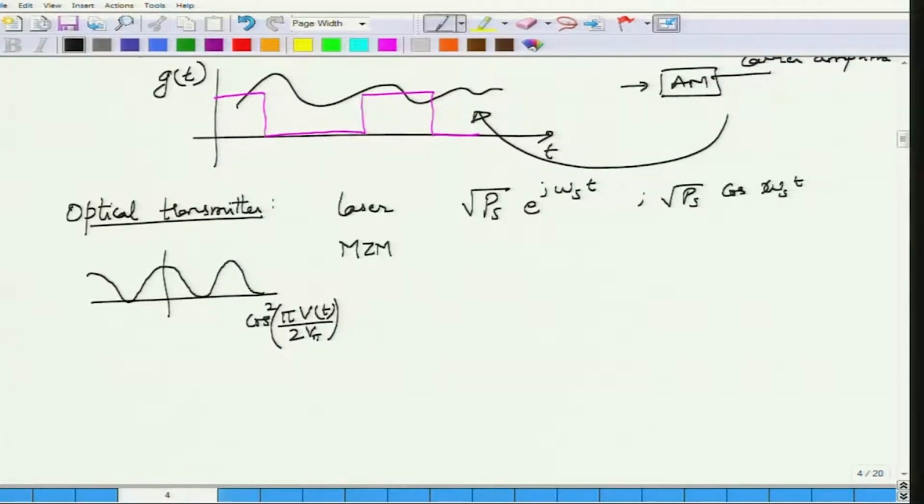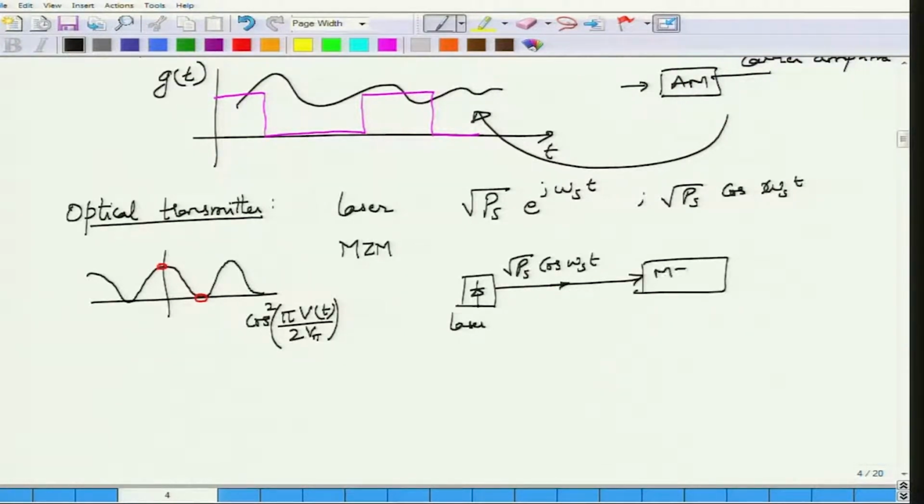Now, if I can somehow operate in only these two regions, I can operate in this region and in this region, and I will be able to transmit the signal or block the signal. What is the signal? The signal is the output from the laser. So, I have a laser which is producing an output of square root of Ps cos omega st.